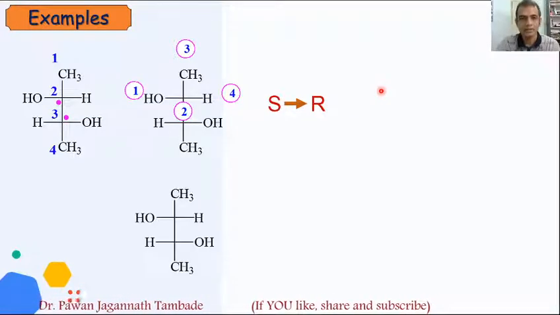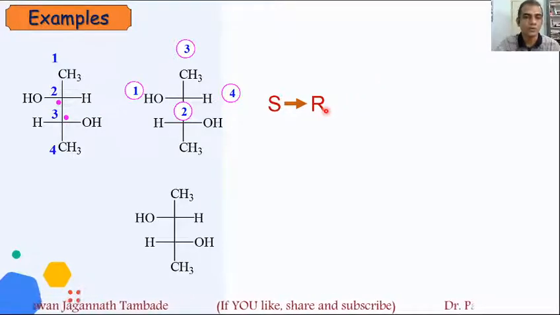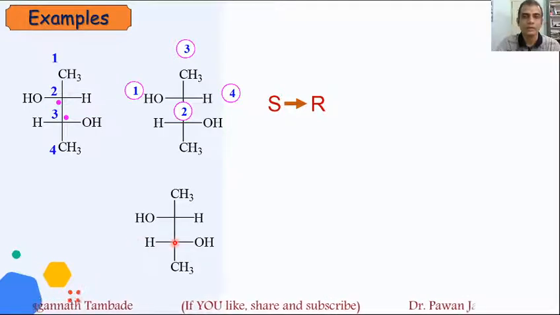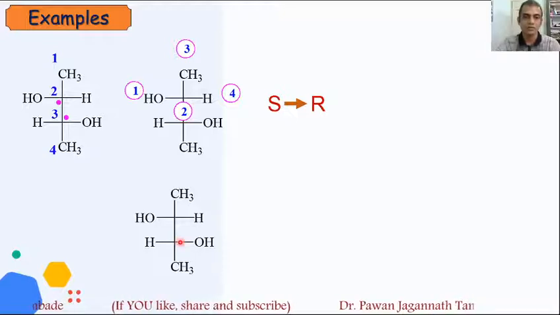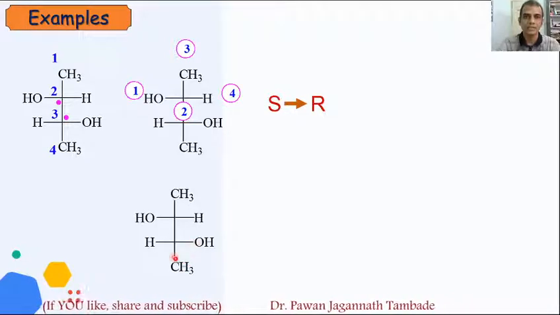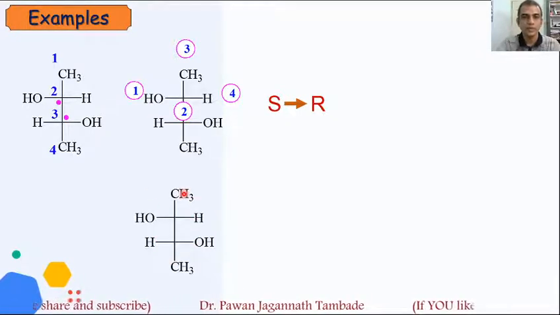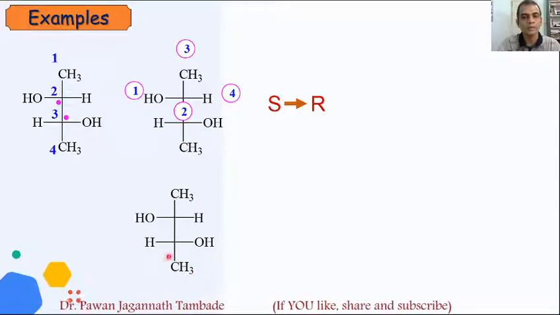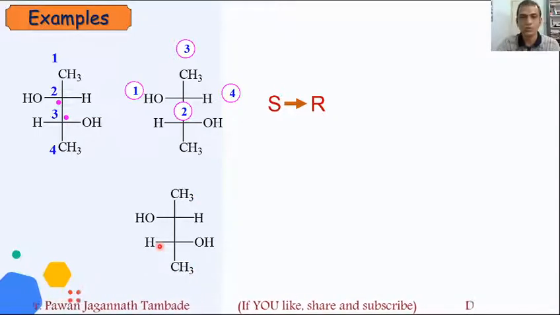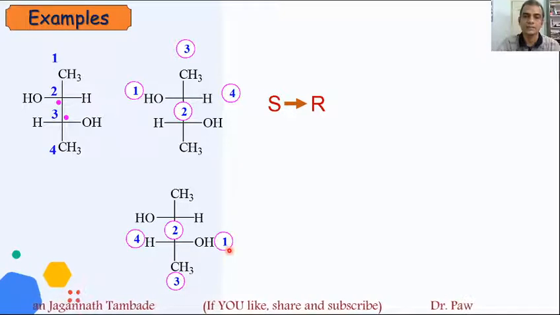In the same way, we can find out configuration of this carbon number 3. For that, again we need to assign priority. So if you look at this carbon number 3, this carbon number 3 is attached to OH, CH3, H and this rest of the group. And when you try to assign priority, again OH will get first priority, this group will get second priority, CH3 will get third priority and hydrogen will have fourth priority, like this.